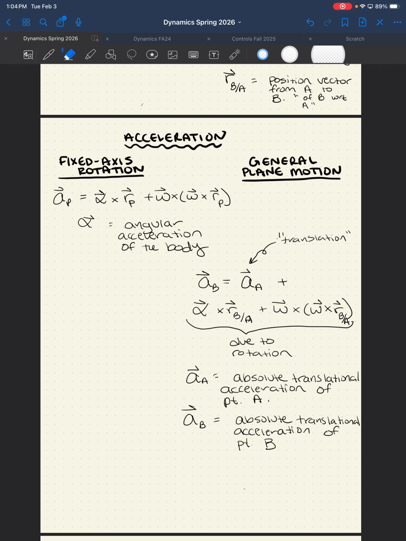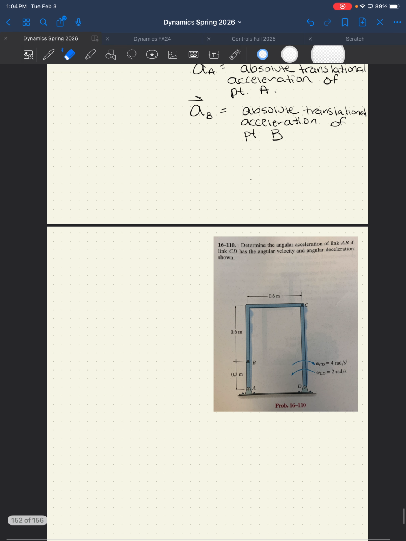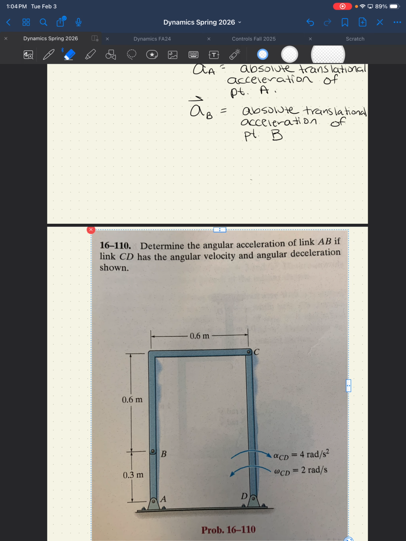Okay. I think most people are done writing. So let's hop to this example. Let me make it bigger.